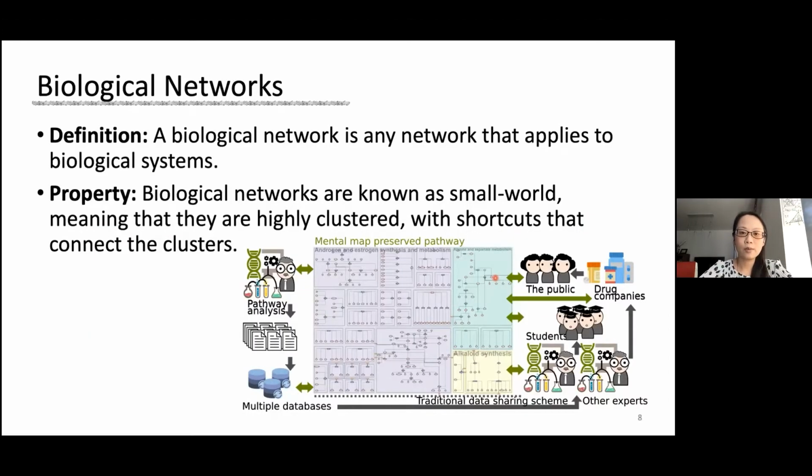So biological network is actually any kind of network that applies to a biological system. According to the literature, usually it has this small world property, which means that they are highly clustered with a lot of shortcuts that connect the clusters, which makes it especially difficult to draw because you will always have these high degree nodes, which is actually the origin of causing this kind of halo effect.